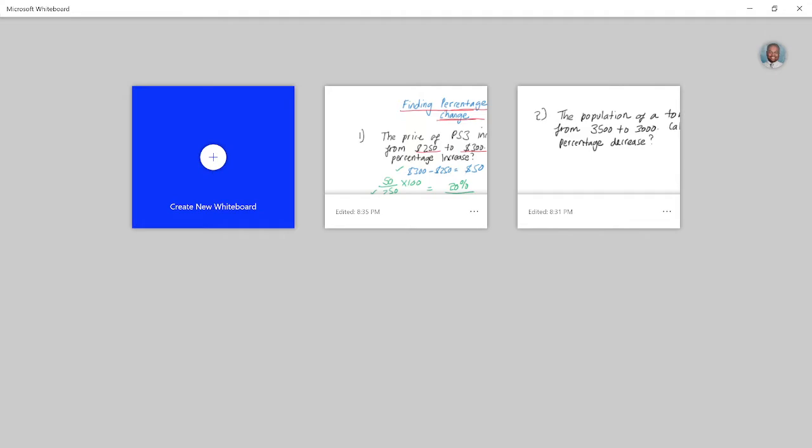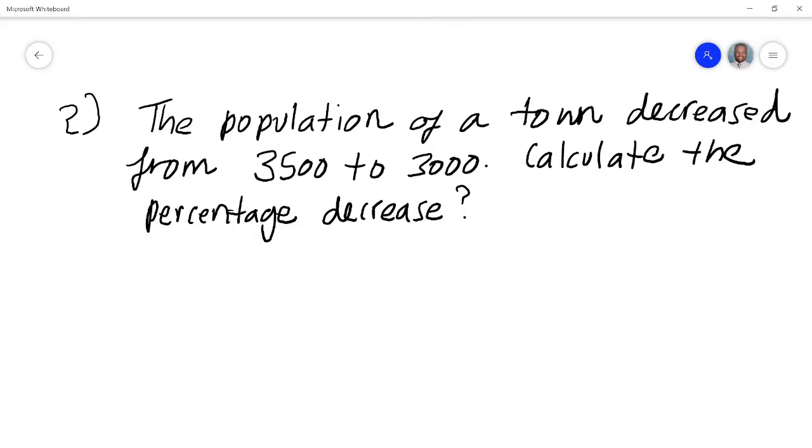Let's look at a percentage decrease question here. I'll read it out. The population of a town decreased from 3,500 to 3,000 residents. Calculate the percentage decrease. Now you can tell this is easily a percentage decrease question, because the population started off with 3,500 and then reduced to 3,000. So we want to find the percentage decrease.